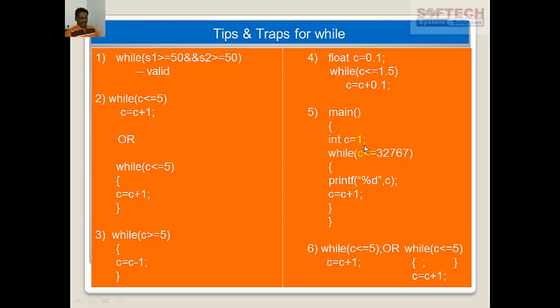Here, integer C equal to 1, while C less than or equal to 32767. In this program, what is the output? First we initialize, so the C value is 1. 1 is less than or equal to 32767, the condition is true, so it will display 1. Then C is incremented by 1. The existing value of C is 1, 1 plus 1 is 2. The new value of C is 2.